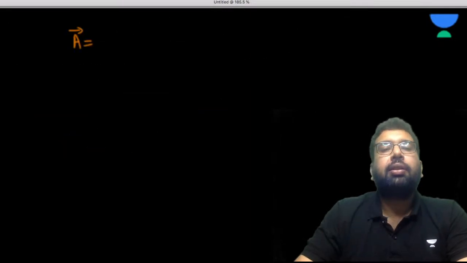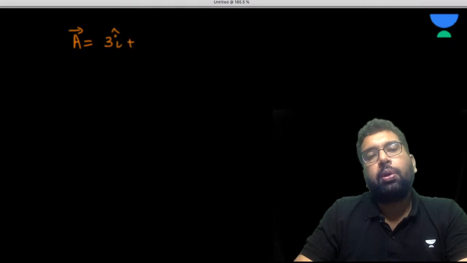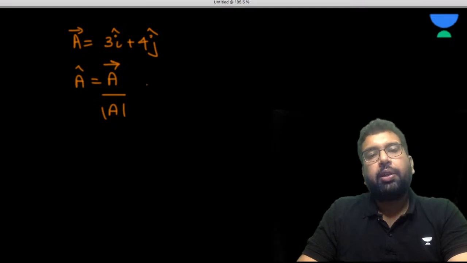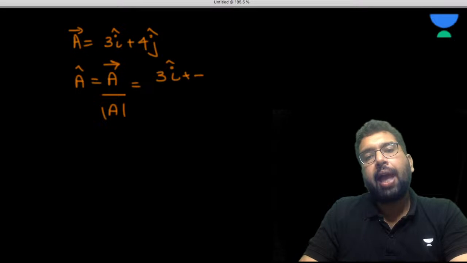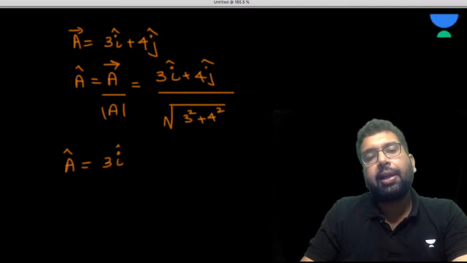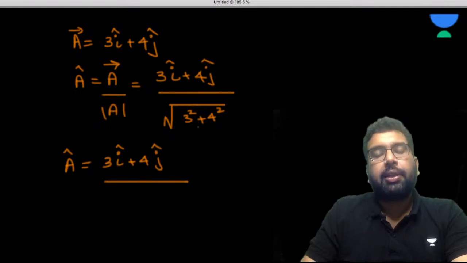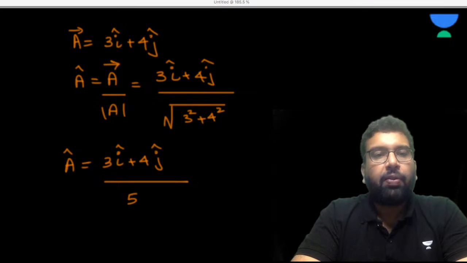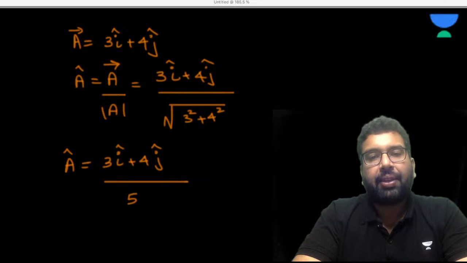So what is going to be the A cap? See how we can get the A cap. We have the A vector, which is 3 I cap plus 4 J cap. A cap is going to be vector A upon magnitude of A, isn't it? So this is going to be 3I cap plus 4J cap upon root over 3 square plus 4 square. That is 3I cap plus 4J cap upon root of 9 plus 16, that is 5. So it becomes 3I cap plus 4J cap upon 5, right? I hope it is fine to everyone, right? Yes, sir, absolutely.